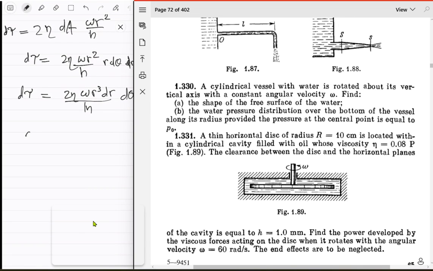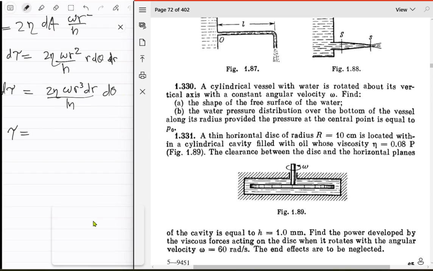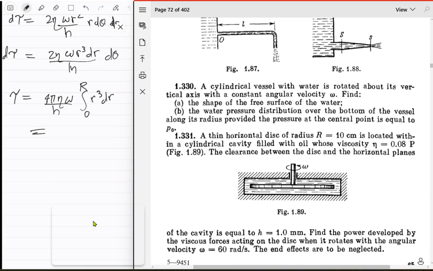What you will get is tau is equal to, so the angular integration, the integration with respect to theta, just that will come out. Just 2 pi comes out, and then take out all the constants as well. And just this thing, integration of r power 3 dr from r equal to 0 to capital R. So it will just be r power 4 upon 4, and just pi eta omega r power 4 upon h. That's the torque that this will put on it.